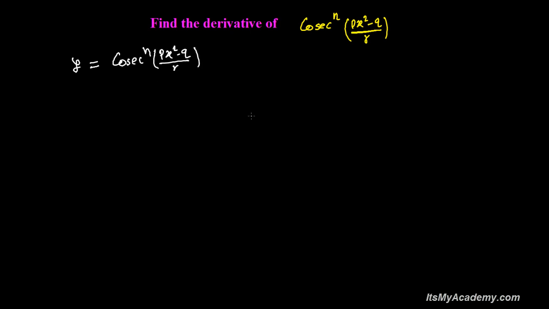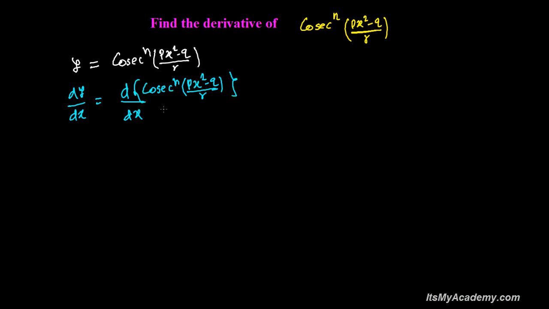Alright, so to differentiate this, let's differentiate both sides with respect to x. So it will be dy over dx, the derivative of this whole thing, that is cosec^n((px² − q)/r), divided by dx. Alright, so we're going to differentiate with respect to x.